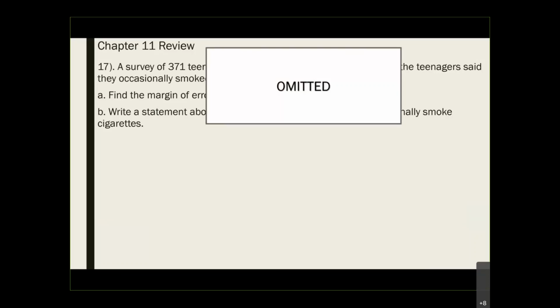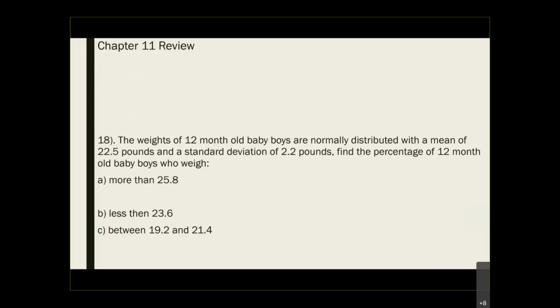So let's take a look at number 18. This is the last problem we have here. And then I will see if you guys have questions. If not, we're done for this semester, guys.